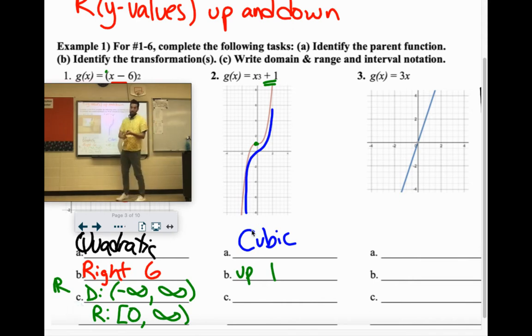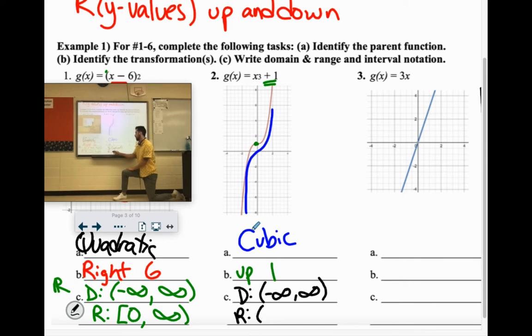And remember, linear and cubic, where the exponent is a 1 or a 3, it's all real numbers for the domain and range. So we're going to write that in interval notation. Domain, all real numbers, is written as negative infinity, positive infinity. Range, negative infinity, positive infinity. Cool. All right. This is our linear function because it's just a straight line.